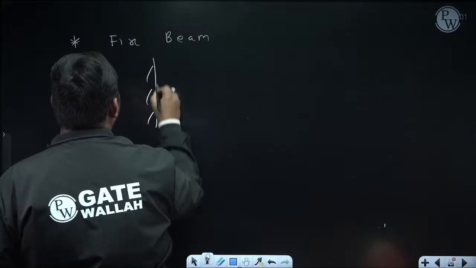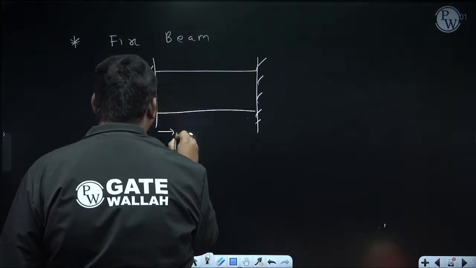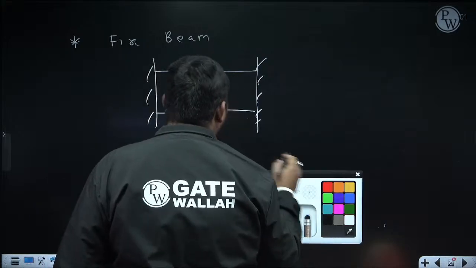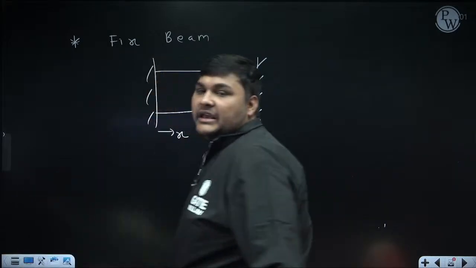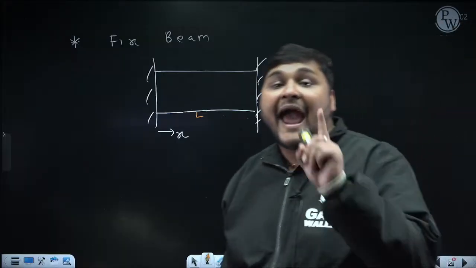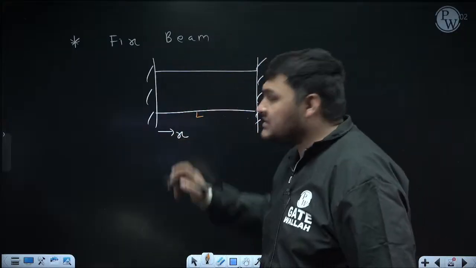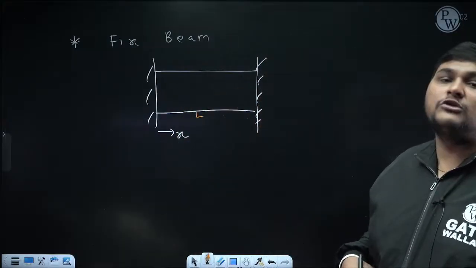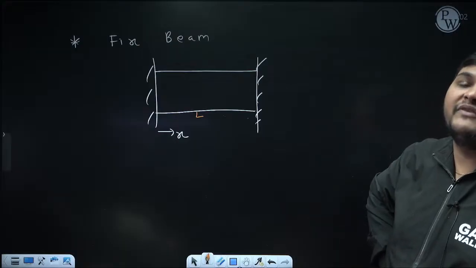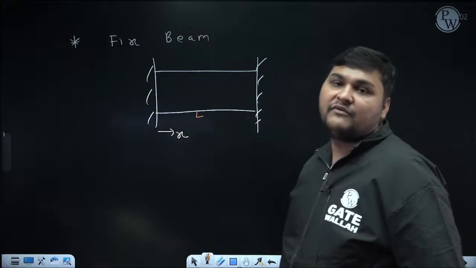Fixed beam means both ends are fixed. You have studied these things in strength of materials also, na? Length of the beam is L. Now, here 2 things are important. One is deflection and second is the angle of slope of the deflection curve. So see, if any end is fixed, at that end deflection will be 0, and can I say the angle of slope of the deflection curve will also be 0, because it cannot rotate, fixed end.